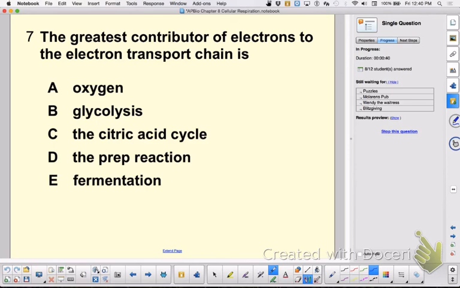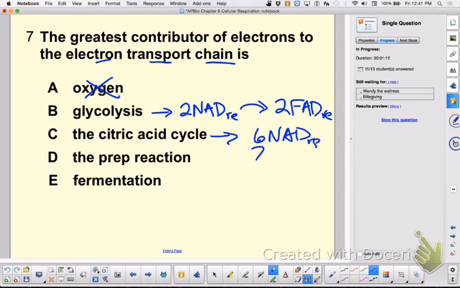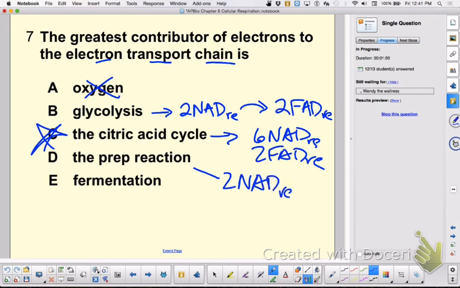What do you think the answer is? Oxygen doesn't contribute any electrons, so I hope you're not picking that. Glycolysis to the electron transport chain, it contributes 2 NAD reduced, and oftentimes it gives them to the FADs, right? So that's not going to get you very much ATP. Citric acid cycle, what does it give you? 1, 2, 3 NADs times 2 turns of it gives you 6 NADs, and it gives you 2 FAD reduced. I would say that gives you the most, because the prep reaction only gives you 2 NADs reduced.